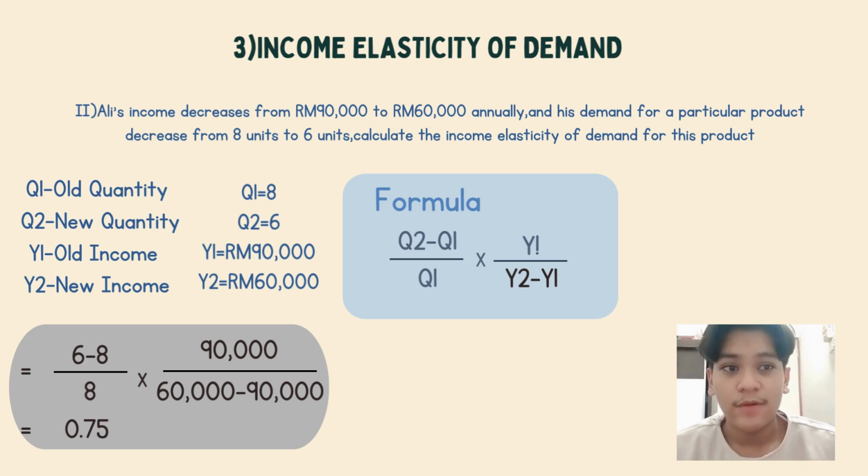We will use this formula, which is (Q2 minus Q1) divided by Q1, multiplied by Y1 divided by (Y2 minus Y1). Q1 is old quantity, which is 8 units. Q2 is new quantity, which is 6 units. Y1 is old income, which is 90,000 ringgit, and Y2 is new income, which is 60,000 ringgit. So (6 minus 8) divided by 8, multiplied by 90,000 ringgit divided by (60,000 ringgit minus 90,000 ringgit). And the final answer is 0.75.